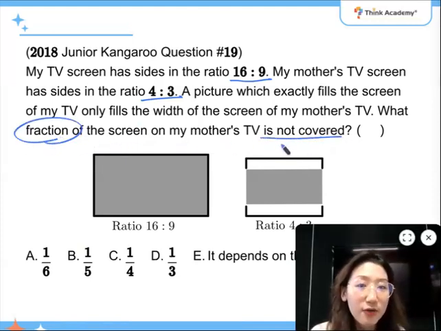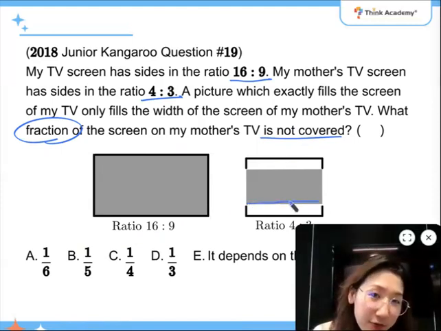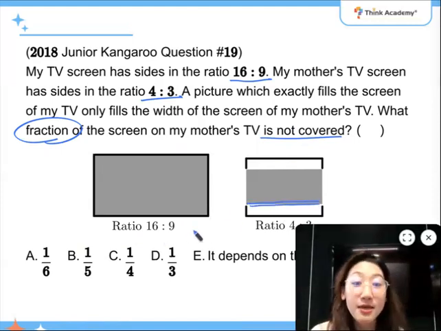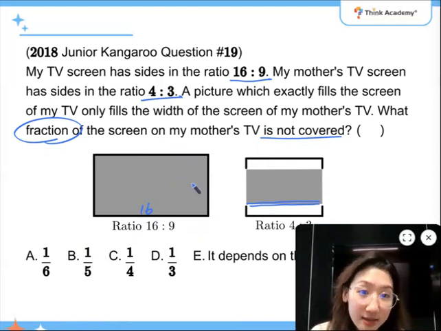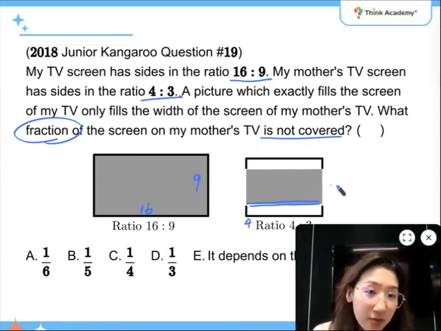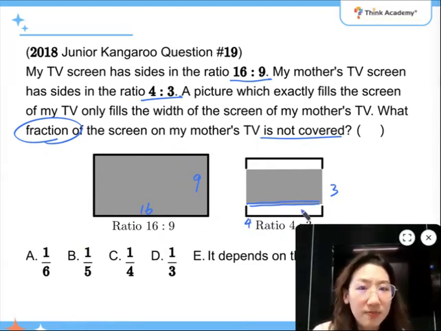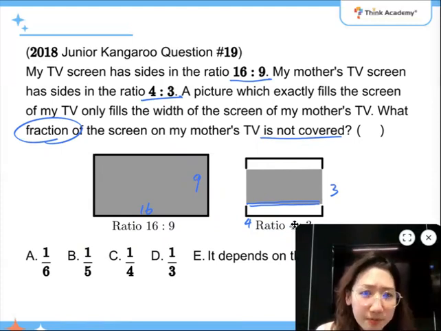Okay, so over here, you can see that if the width fills exactly, that means they should be of the equal kind of parts. However, now we have the length as 16 parts, and this is 9 parts, and this is 4 parts, 3 parts. So it doesn't match. So what we can do is scale it so that it matches up.